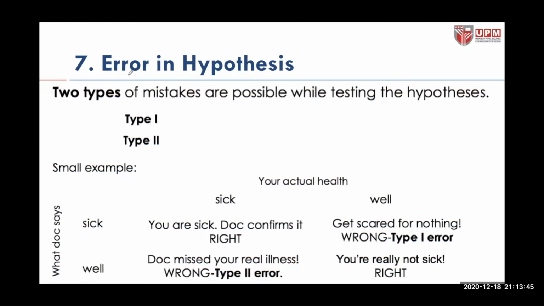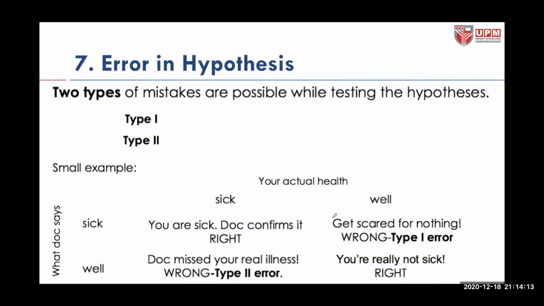In terms of the errors in hypothesis, two types of mistakes are possible while testing the hypothesis: type number 1 and type number 2. Here is a small example. Your actual health, versus what the doctor says. For example, the doctor says that you are sick. The doctor confirms it, meaning that you are sick.